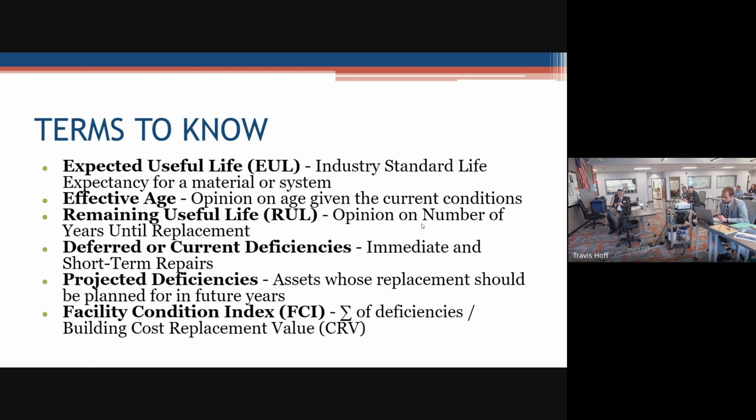Remaining useful life is the opinion on the number of years until that particular component or material or system needs to be replaced. The deferred or current deficiencies are the immediate or short-term repairs that have been identified in the assessment. Projected deficiencies are when the remaining useful life of those components or materials or systems is projected to occur. And then the last is the facility condition index, which is the sum of all the deficiencies divided by the building cost replacement value.